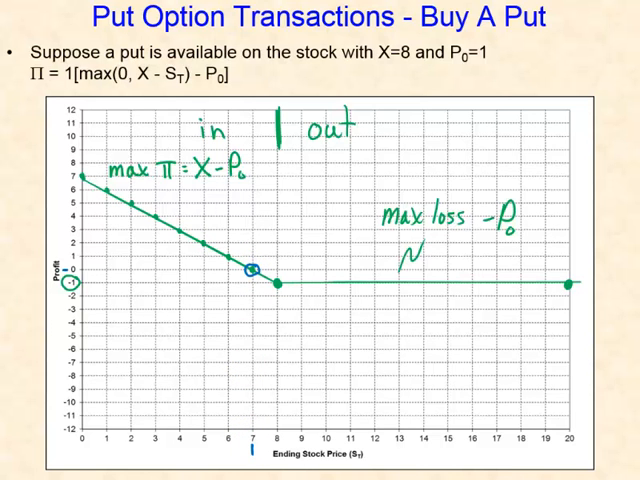So the break-even also occurs when the stock price is equal to X minus P0. So break-even occurs when the ending stock price is equal to the exercise price on the put minus the initial premium on the put. So at a $7 stock price, we break even. For any stock price less than 7, we make a profit. Notice one difference here. The maximum profit on a put is limited. When we looked at a call, the maximum profit is unlimited.